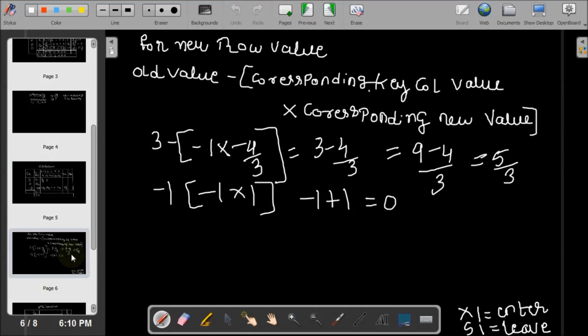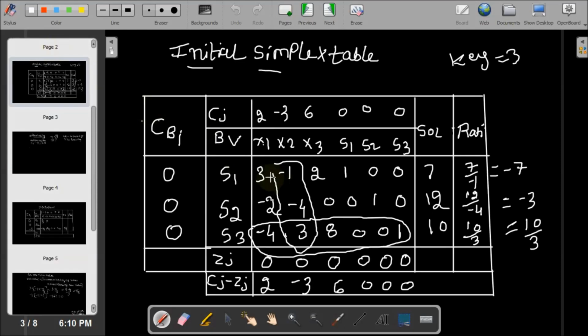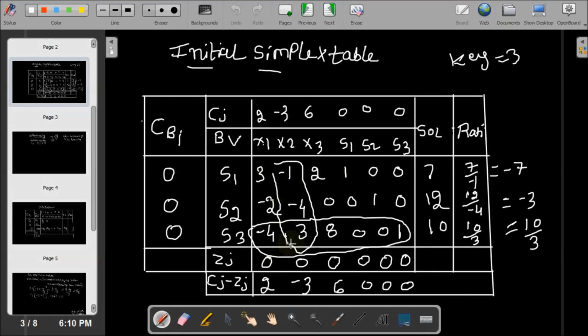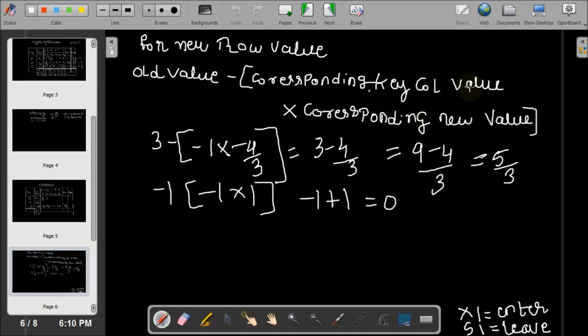So I will repeat this. Once again, the formula for finding out the new row values for S1 and S2 is old value minus corresponding key column value into corresponding new value. The old value for this S1 is 3 here. The corresponding key column value, you can see here, this is the key column. For this particular element 3, what is the key column value? Minus 1, and this key column value will remain the same for all these elements. So minus 1 into corresponding new value.